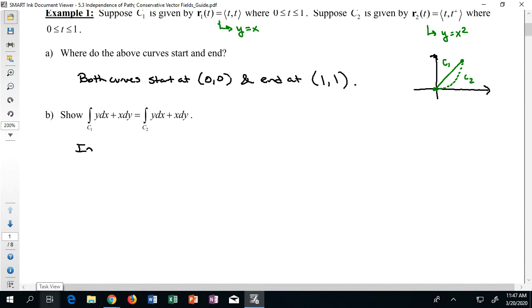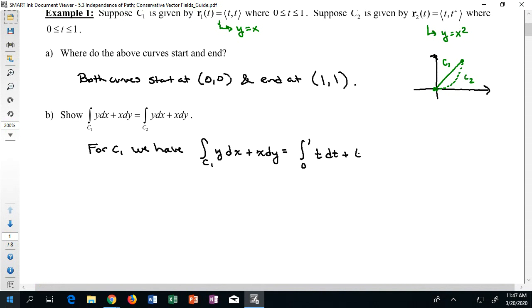All right, so if I was going to do this, I would say that for C1, the integral across C1 is going to be equal to, let's see, I'm going to integrate from 0 to 1 there. My y in that case is just a t. My dx is just going to be a dt. My x is a t, and I get a dt. So this is really just the integral of 2t dt. So that's t squared evaluated from 0 to 1, which is just 1.